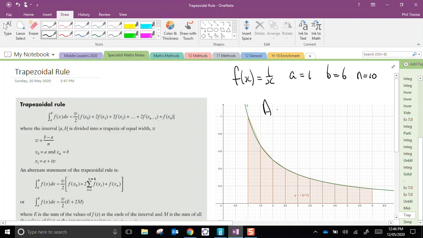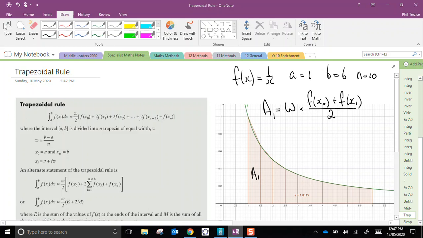For my area of a trapezium, at least for this first one, if I call this area number 1 in my first little trapezium, then it would be the width, w, multiplied by the left-hand edge, the function evaluated at the value of x0, plus the right-hand edge, the function evaluated at x1, and then I would divide those by 2. That's my formula for the area of a trapezium.